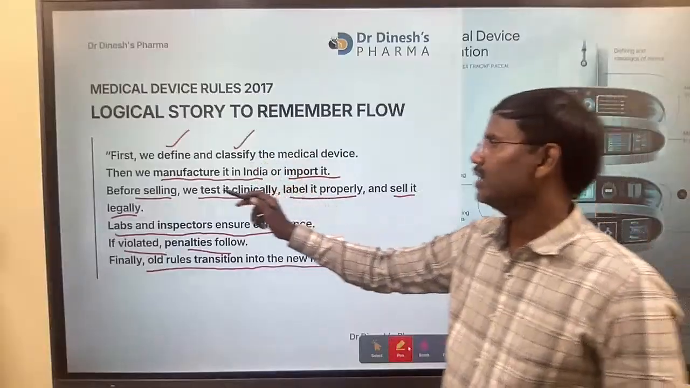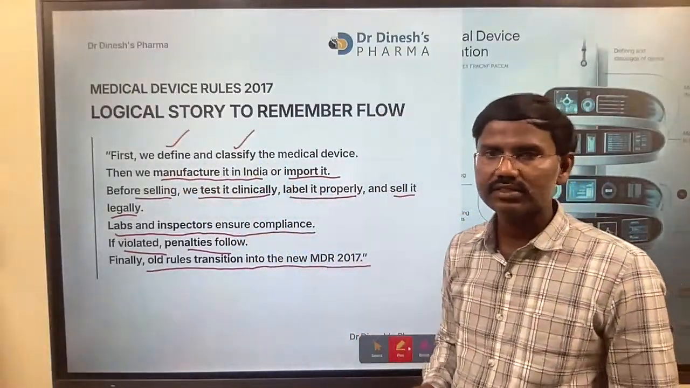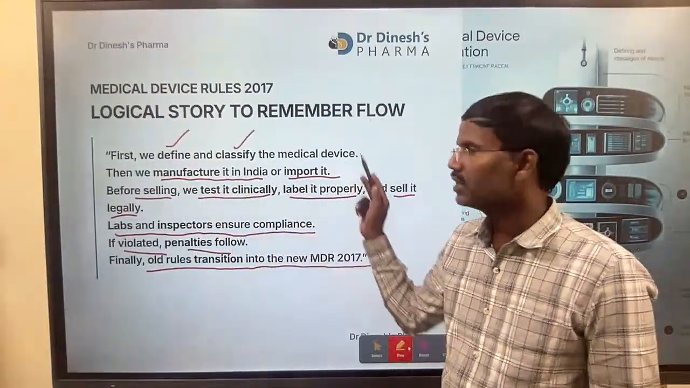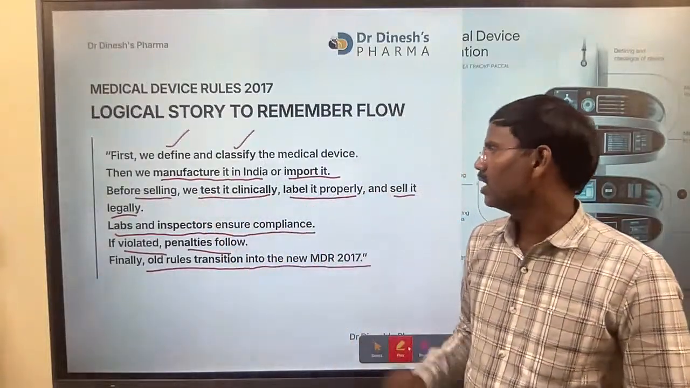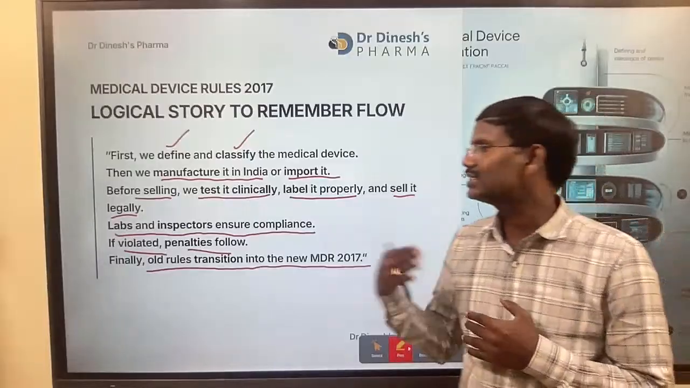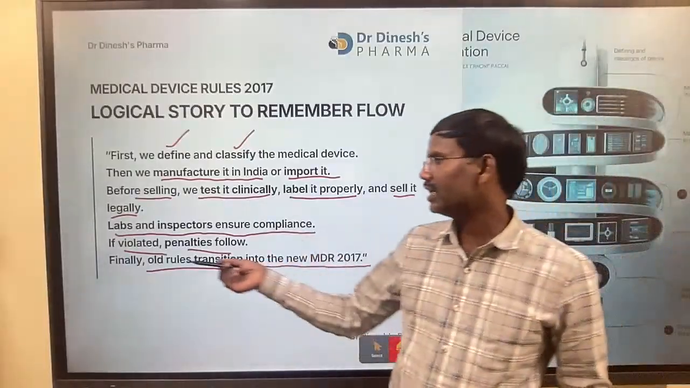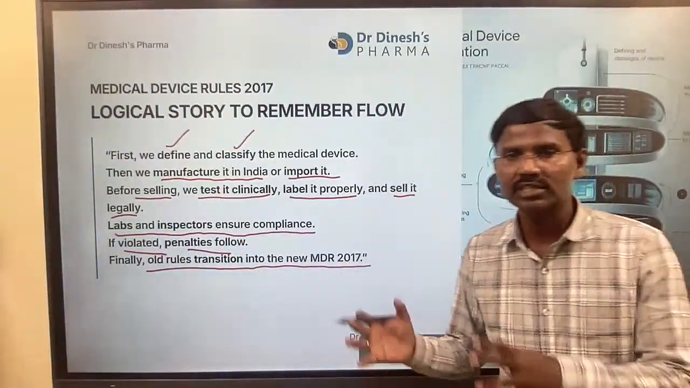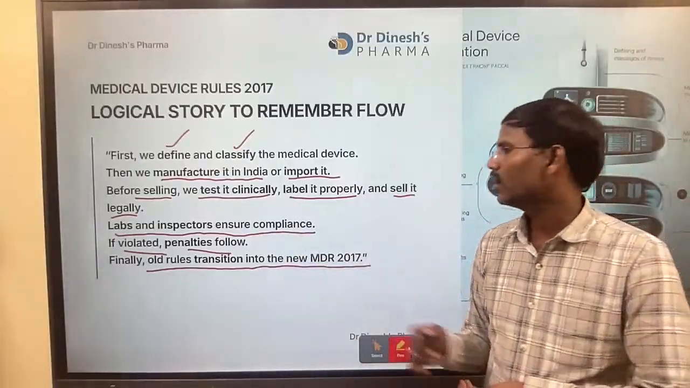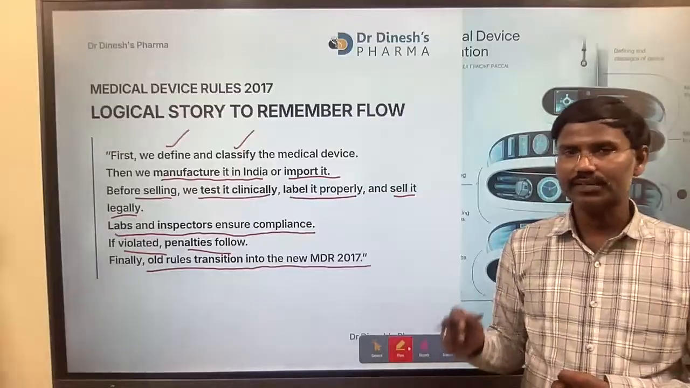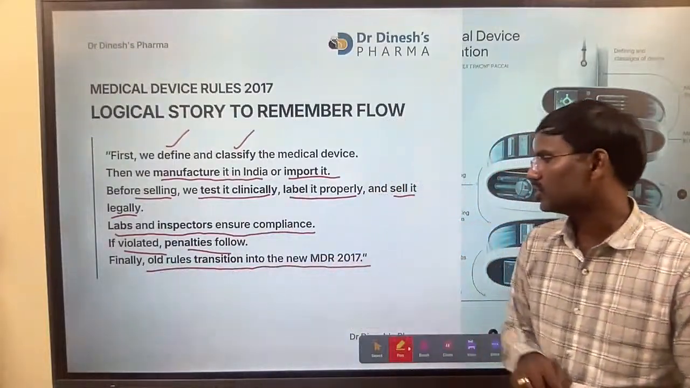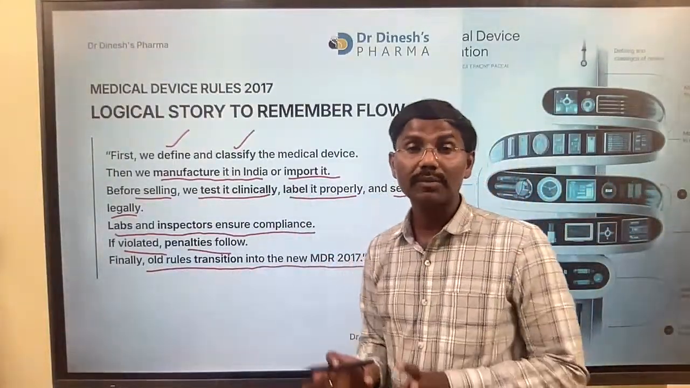Let us repeat it again. First we define and classify the medical device. The classification comes under chapter 2, and then we manufacture it in India and import it, and then before selling we test it clinically and label it properly. Once you test clinically, you go for proper labeling and sell it legally. After selling, labs and inspectors ensure the compliance. Once it comes into the market, testing labs and drug inspectors will ensure the compliance. If something goes wrong, penalties will follow. Finally, the old rules transition into the new MDR 2017. This is how you have to remember the chapters flow.